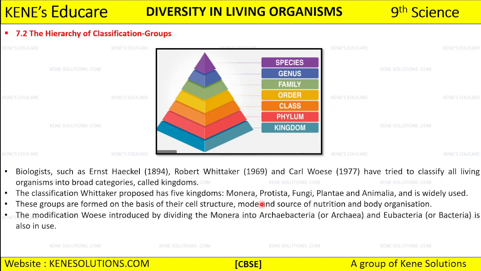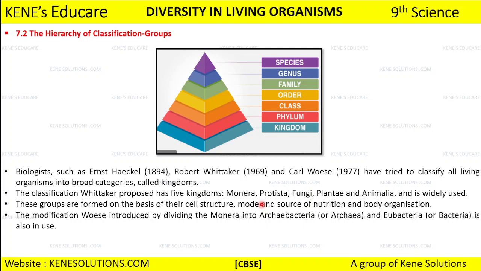Okay, so the modification was introduced by dividing the Monera into Archaebacteria, also called Archaea, and Eubacteria, which is also called bacteria. So which modification did Woese use? He introduced the same kingdom Monera that we have, right? But in the year 1977, he further divided this kingdom Monera into Archaebacteria, which is used for archaea, and Eubacteria, which we are using for bacteria.